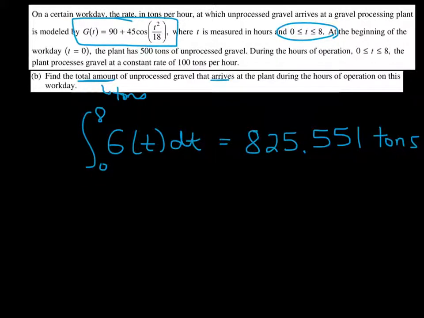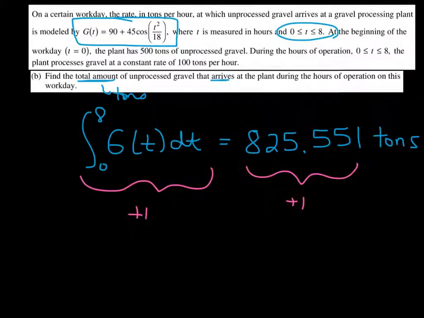Okay, so my answer was 825.551 tons of unprocessed gravel. And as far as points, you get 1 point for having this correct integral and 1 point for having the correct answer. So that was a pretty easy 2 points. Let's move on to part C.